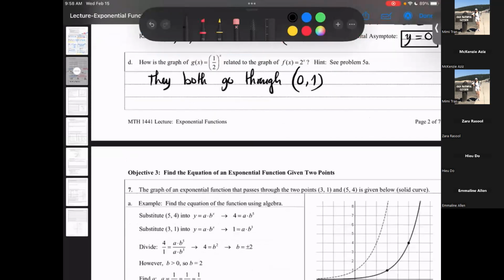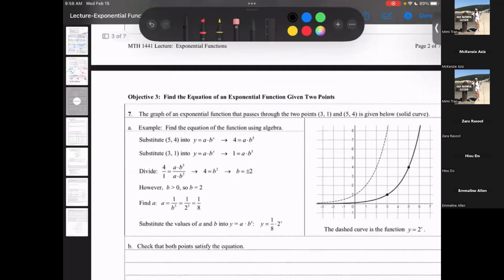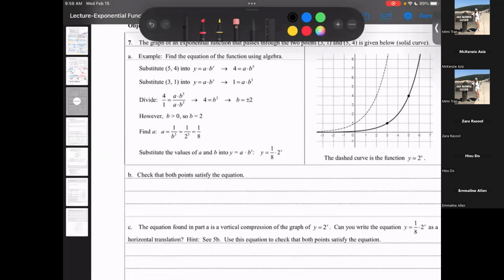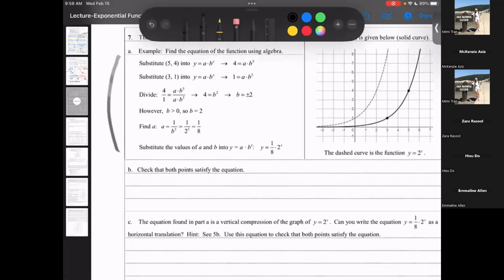All right, objective 3. Find the equation of an exponential function given 2 points. Not you try yet. Part A, 7A, I'm not gonna go through it. You can read it yourself, right? But I'm gonna give you an example. Actually, I have to, because they have a part B.